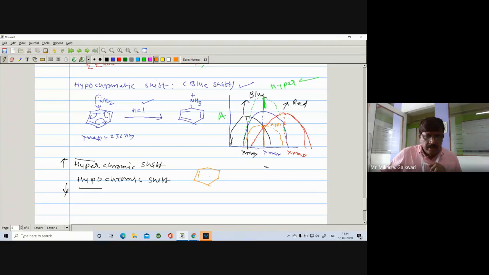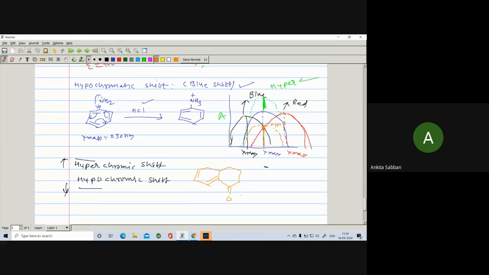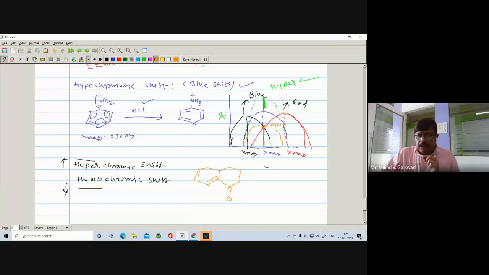Here is the pi bond, and here is your compound. Yes, okay. So here we have to see the basic value.